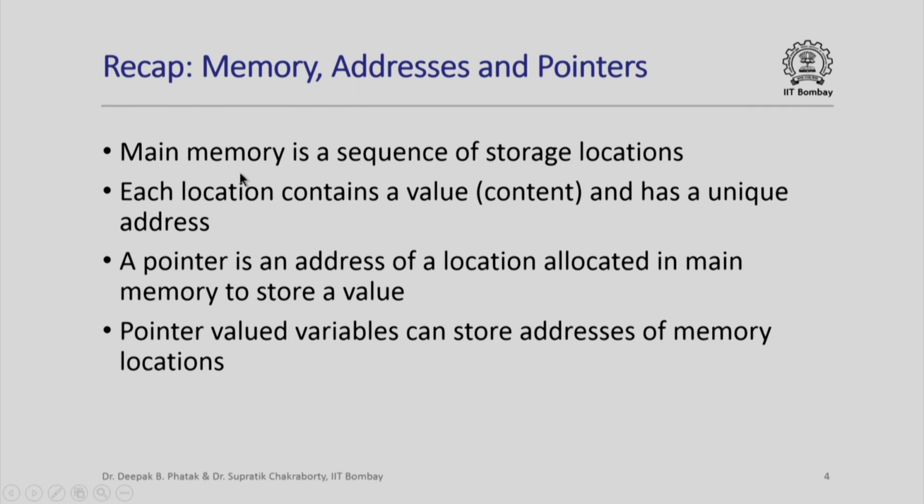We are going to talk about memory, addresses and pointers a lot in this lecture. So let's quickly recap what these terms mean. Main memory is basically a sequence of storage locations. Each location in main memory contains a value which is exactly 1 byte or 8 bits. This is also called the content of that location. Each location in main memory also has a unique address. A pointer is basically an address of a location that is allocated in main memory to store a value, and pointer valued variables basically store such addresses of memory locations.